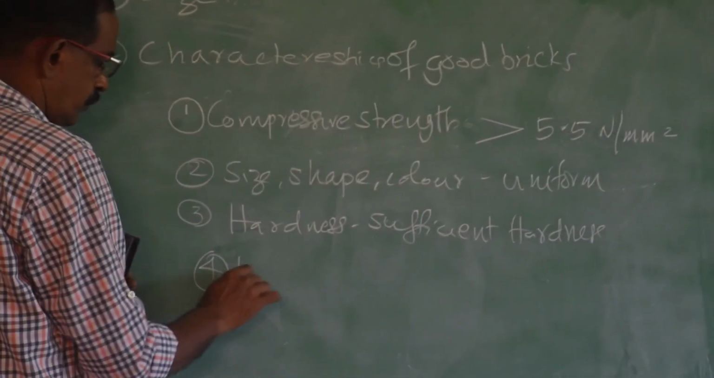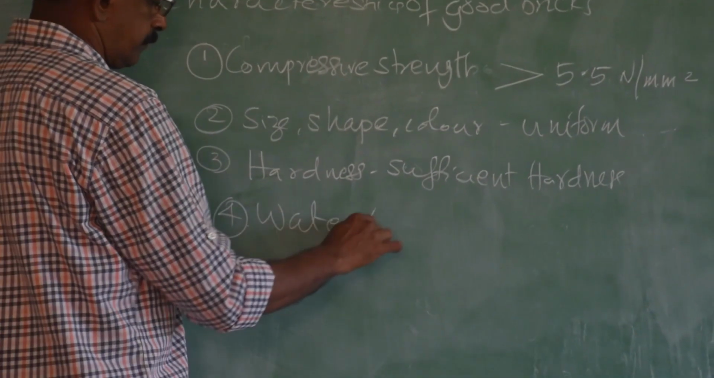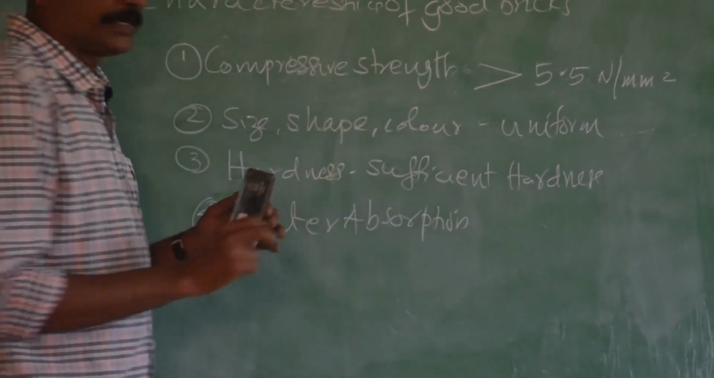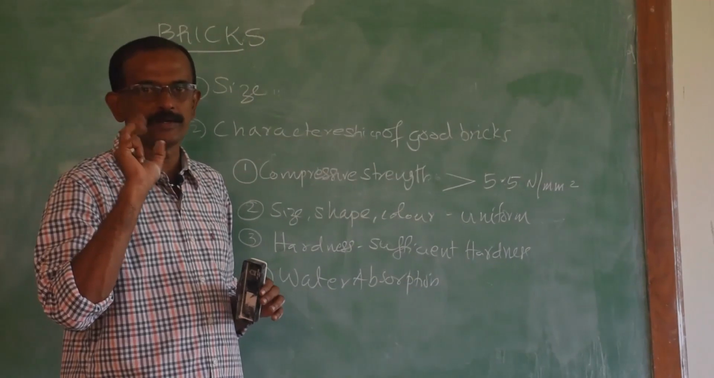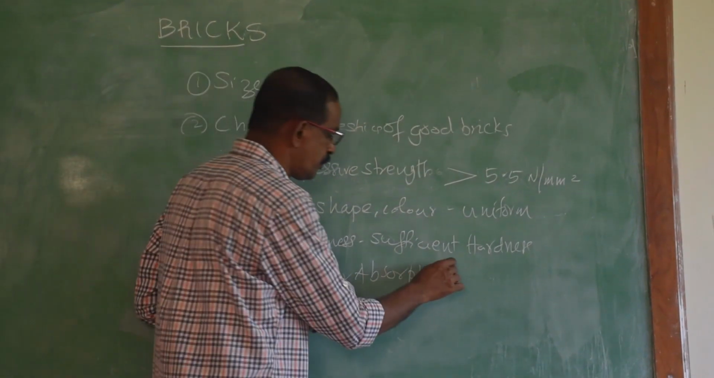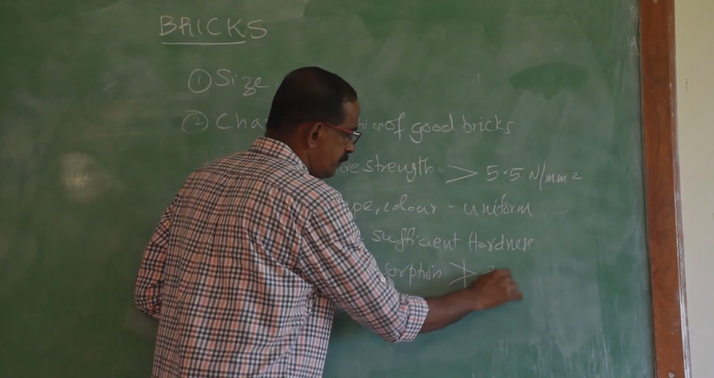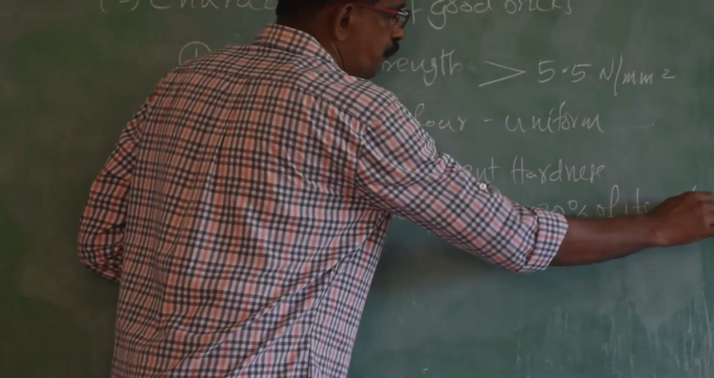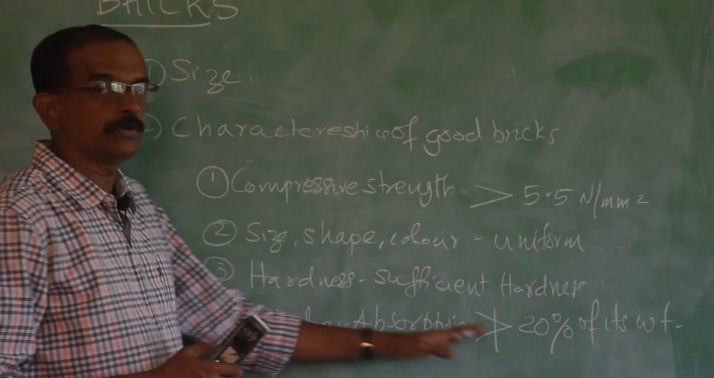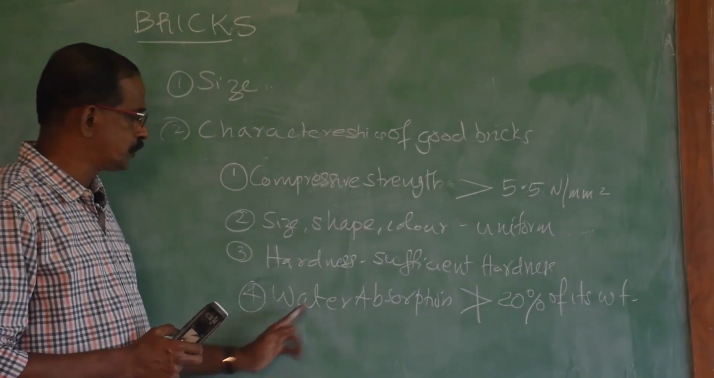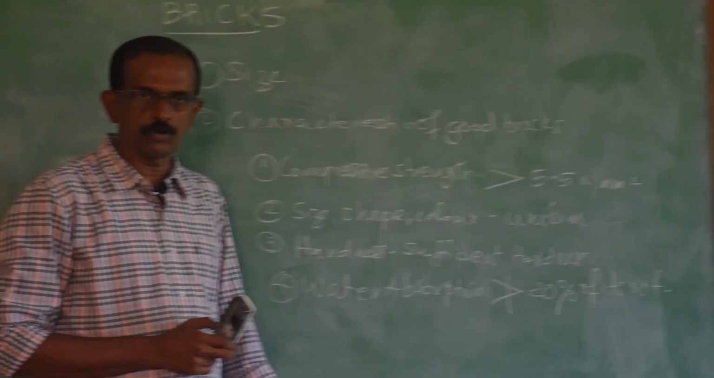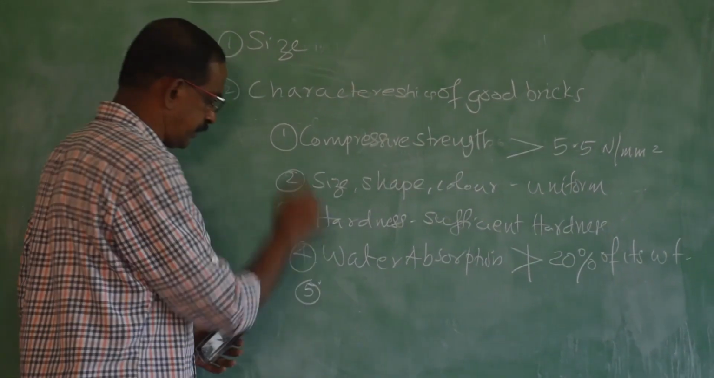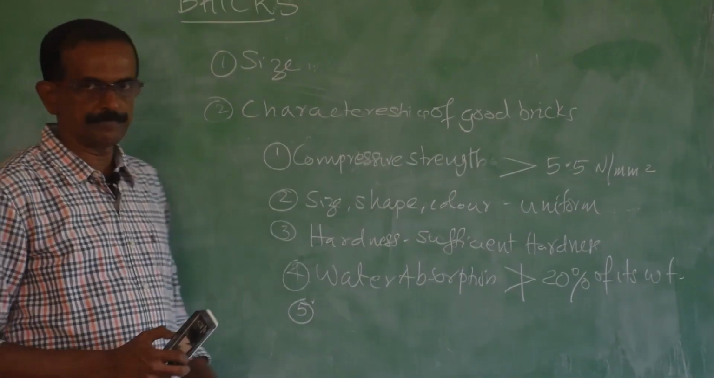Fourth property, water absorption. A good brick should not absorb water more than 20% of its own weight when immersed in water for 24 hours. Next property or next characteristic.